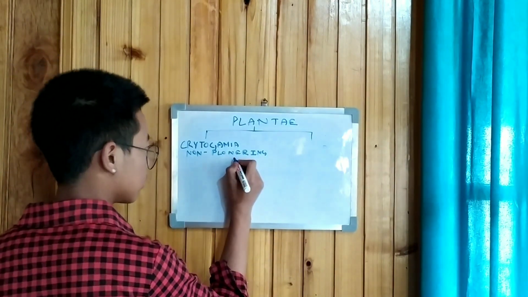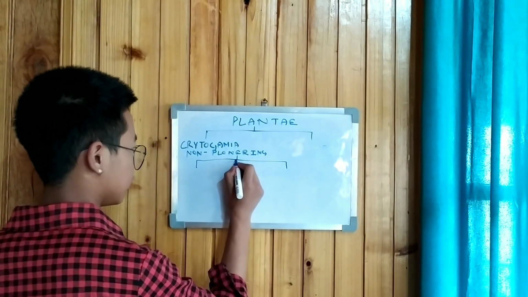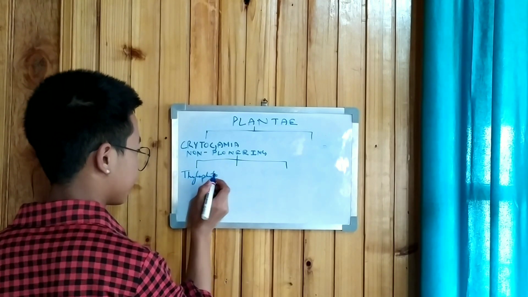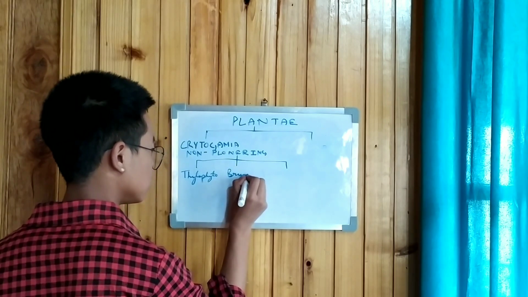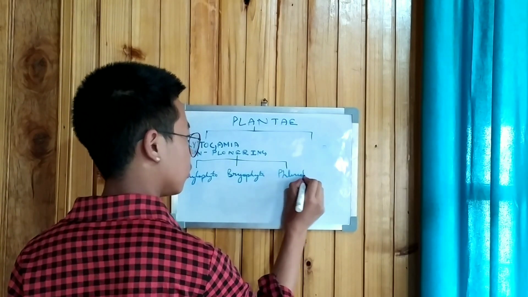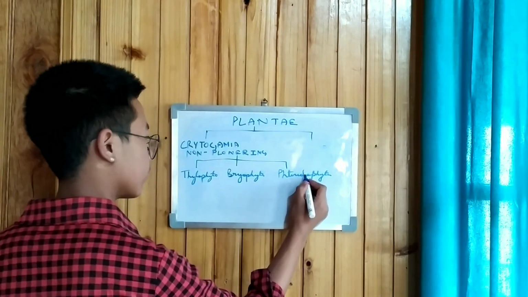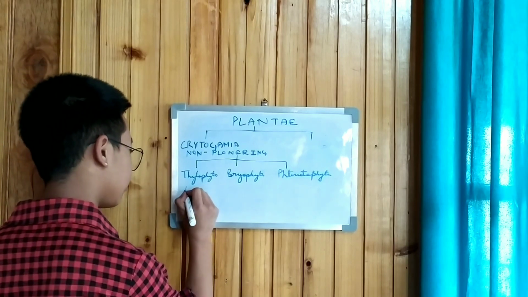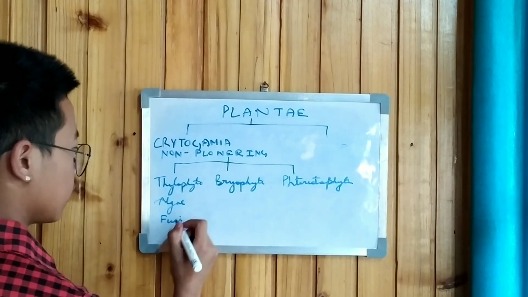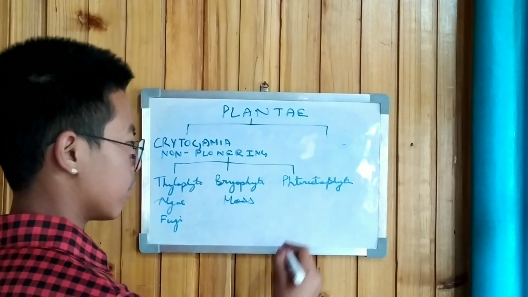The phylum Cryptogamia is subdivided into three classes. The first one is Thallophyta, the second one is Bryophyta, and the third one is Pteridophyta. In the Thallophyta we have algae and fungi. In the class Bryophyta we have moss, and in the Pteridophyta we have ferns.